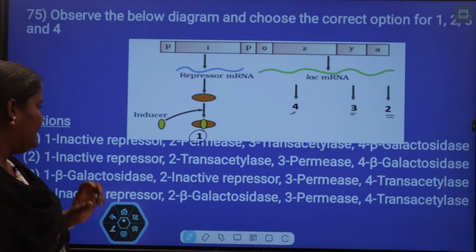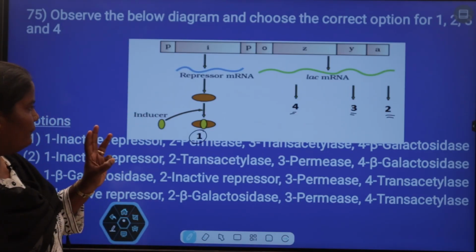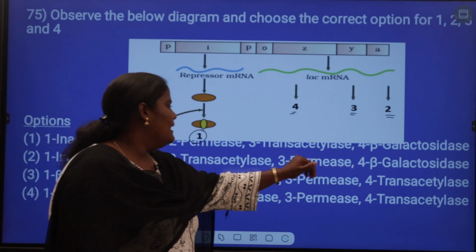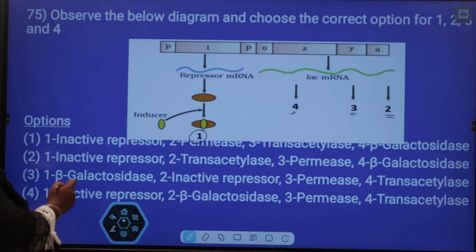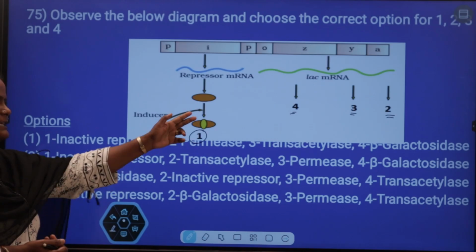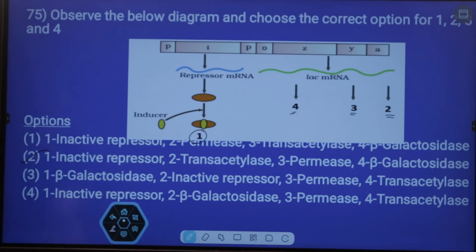So 1 is inactive repressor. The 4 is beta galactosidase. So 1 is inactive repressor, 4 is beta galactosidase, number 3 is permease, number 2 is transacetylase. Based on this, the answer for this question is option 2. The 1 is inactive repressor, the 2 is transacetylase, number 3 is permease, number 4 is beta galactosidase.